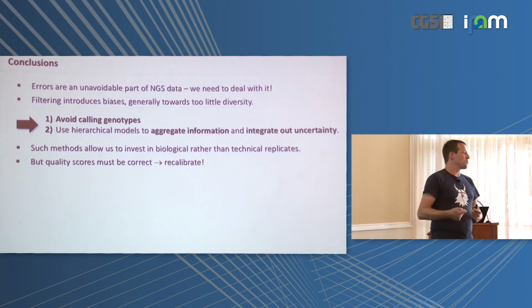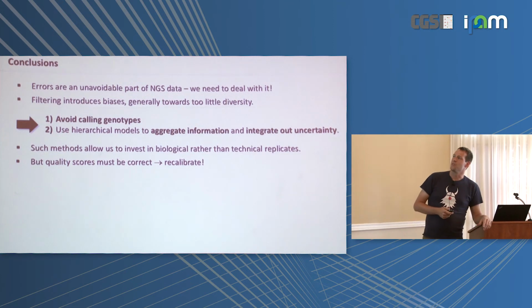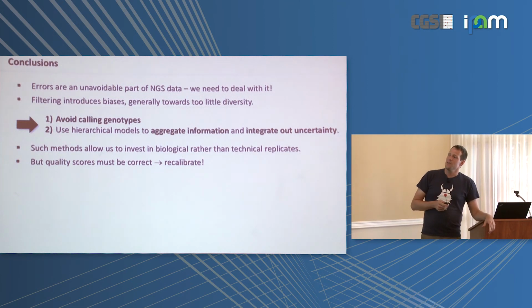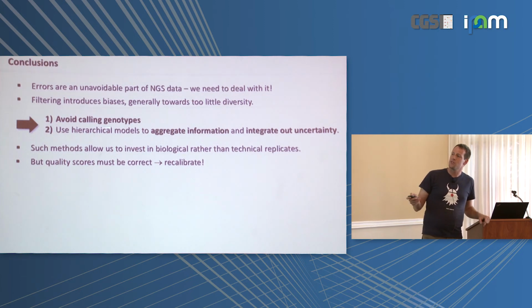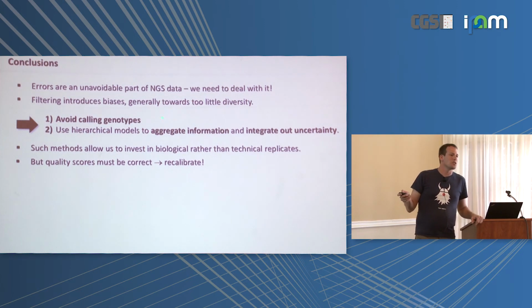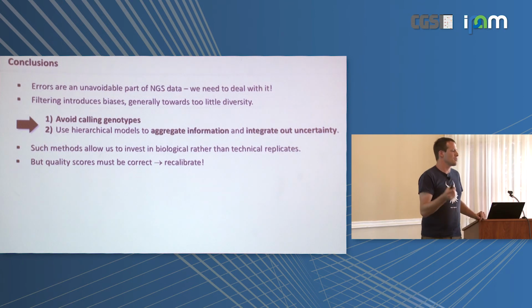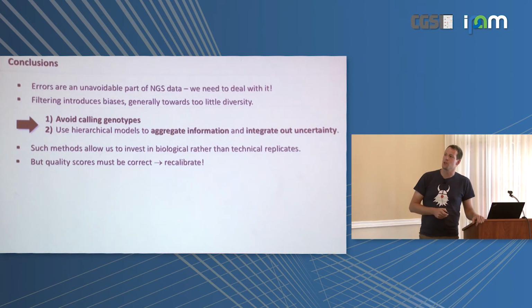but rather try to incorporate the uncertainty that we have properly in our model. Okay, so what I think for doing diversity of population genetics, what we should try to do is also avoid actually calling genotypes, so that we don't have to make a decision, because we're going to be very uncertain about that, especially if you have low coverage data.